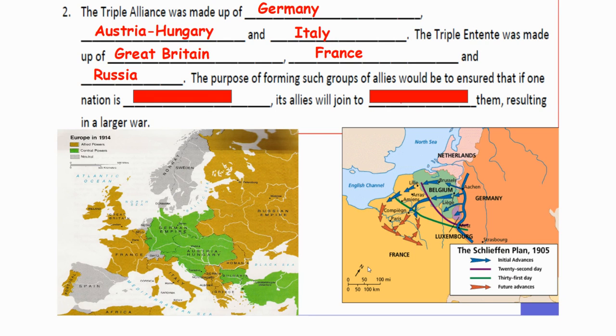The purpose of forming these groups of allies was to ensure that if one nation was attacked, its allies would join to defend them, resulting in a larger war. And some of this started in the era right after the Napoleonic Wars.